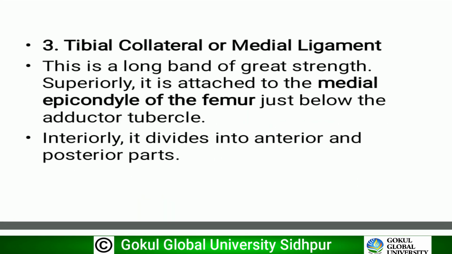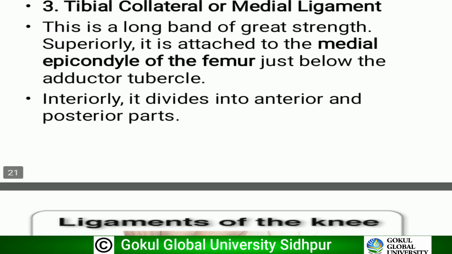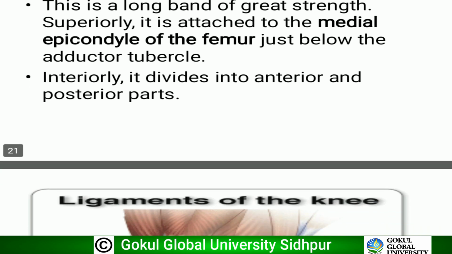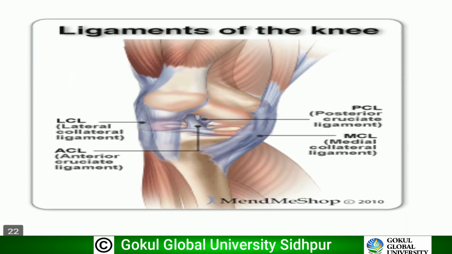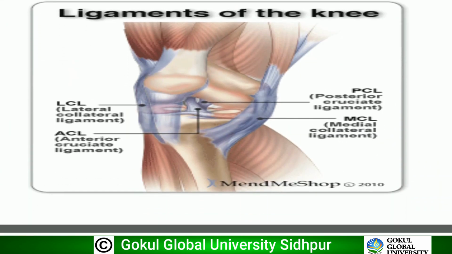Now the TCL, or medial collateral ligament. This is a long band of great strength. Superiorly, it is attached to the medial epicondyle of the femur just below the adductor tubercle. Inferiorly, it divides into anterior and posterior parts. Here, the medial collateral ligament.